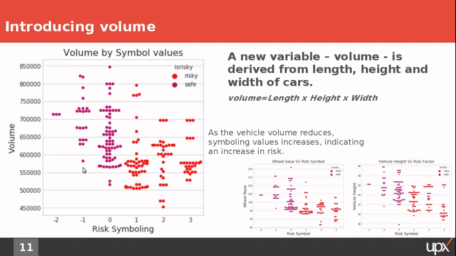Now I'm introducing another variable here, which is volume, which is length into height into width. Now, this is not the real interior volume of a car, but it is sufficient to compare all the cars in this dataset. The graph on the left-hand side shows that as the volume of the car decreases, the symboling value goes up, which means the risk factor associated with a lesser volume car is higher compared to a car having a larger interior volume. Now, the two graphs on the right-hand side, we have already seen them. This is the correlation between the wheelbase and the height to the risk factor associated with them.